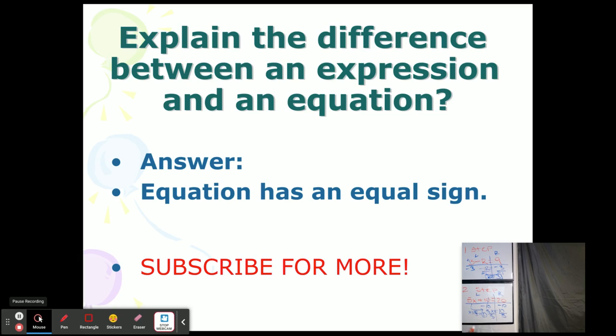So it goes further on with multi-step equations. When you have multi-step equations, then you just follow the same rules. You're just trying to isolate the variables by doing the opposite operation of whatever is going on in the problem.